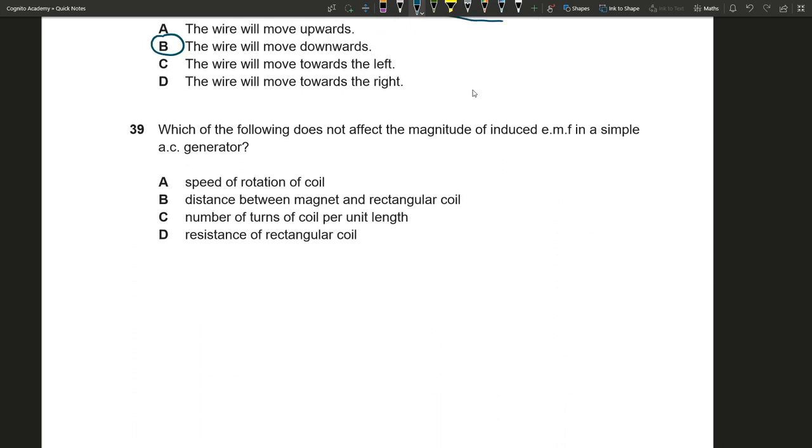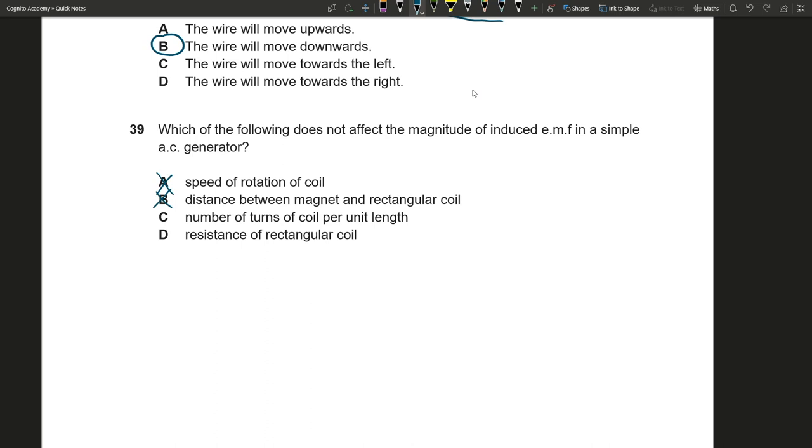39. Which of the following does not affect the magnitude of induced EMF in a simple AC generator? Speed of rotation of the coil? Nope. The speed of rotation does increase the induced EMF. The distance between the magnet and rectangular coil? No, the distance between the magnet and the coil determines the strength of the magnetic field, and the magnetic field does affect the magnitude of the induced EMF. So it can't be B either.